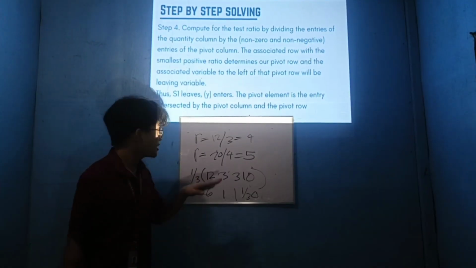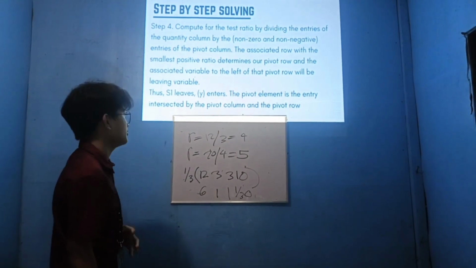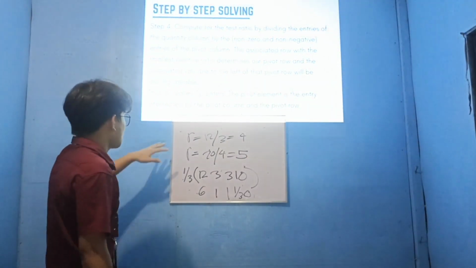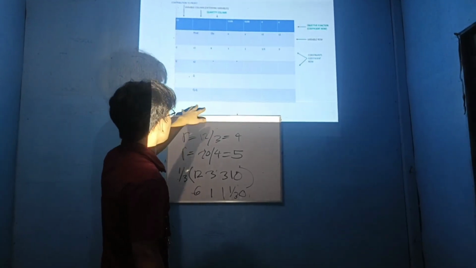Thus S1 leaves and Y enters. The pivot element is the entry intersected by the pivot column in the pivot row. As is shown in the table, we have our Simplex Table number 2.